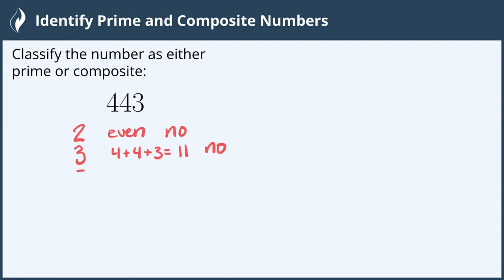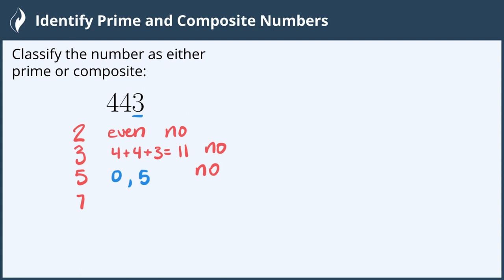The next prime number is 5. If the number ends in a 0 or a 5, then it's divisible by 5, and ours ends in a 3, so this is not divisible by 5. Moving to the next prime number, 7. This one doesn't have a nice divisibility test, so we'll just use our calculator.